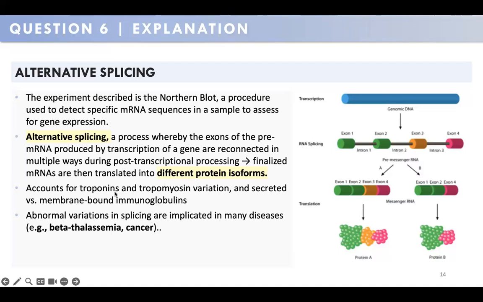This accounts for the variety of troponins found in the muscle and in the heart, the tropomyosin variations as well, and the difference of secreted versus membrane-bound immunoglobulins. Now, splicing is defective in beta thalassemia and also in some types of cancer. So it is important to note that defective alternative splicing is seen in beta thalassemia.